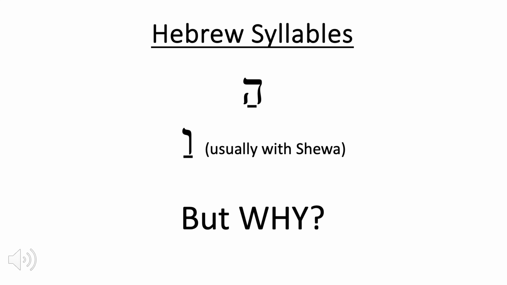The same with the vav here, which is a special type of vav that takes a patak. Typically, we would find vav with shva, which you'll learn at the end of this lesson. It looks like two dots underneath a vav, but here we have vav plus patak, which tells us that we need to translate the verb in a particular way.